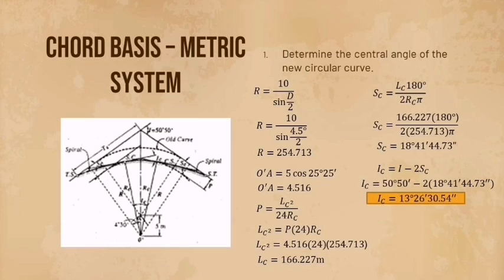So for the chord basis metric system, number 1 is determine the central angle of the new circular curve. Again, we're going to use a different formula, the formula for the chord basis metric system, to get the radius. Radius is equal to 10 over sin of the degree over 2. Substitute the given degree, which is 4.5 degrees, compute it, and you will get the answer of 254.713. And for the OA, the value is still the same, 4.516. For the length of curve, or LC, we will use P is equal to LC squared over 24R.